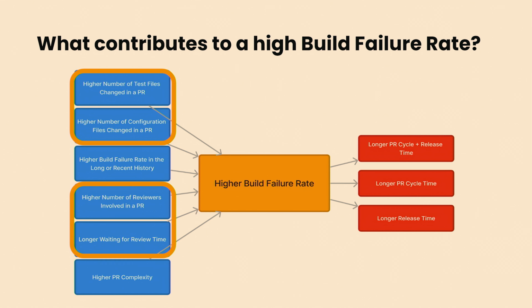You can see that the PR complexity increases the build failure rate, but as a reminder, it only includes the lines of code, the number of files, and the number of comments. But we're always looking for opportunities to expand it further, and we could include things such as the number of configuration files added and the number of test files added, and these things also have a correlation to the amount of build failures that occur.